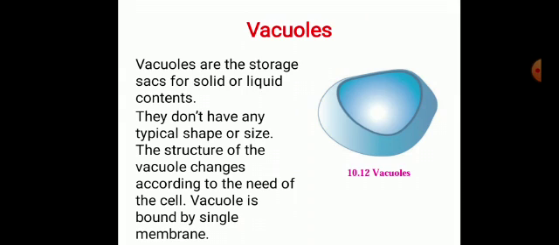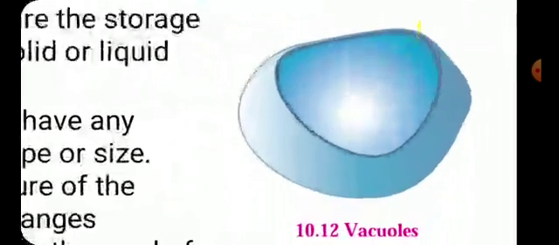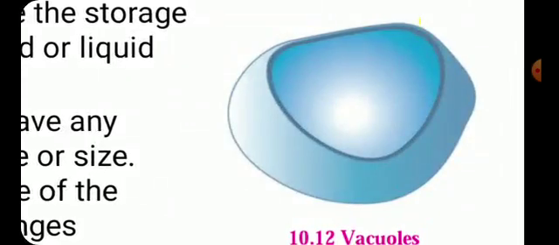Vacuole acts as a storage sac and it contains solid or liquid material. Vacuoles change their shape and size as per the need of the cell. Thus, they do not have any fixed shape or size. And vacuoles are bound by a single membrane.